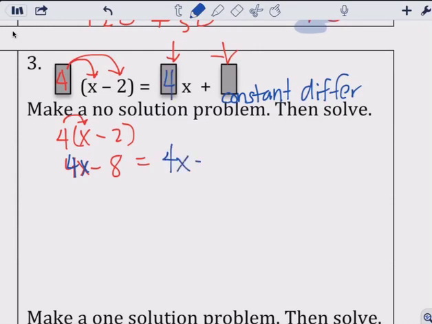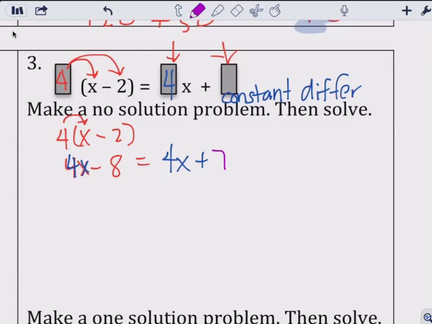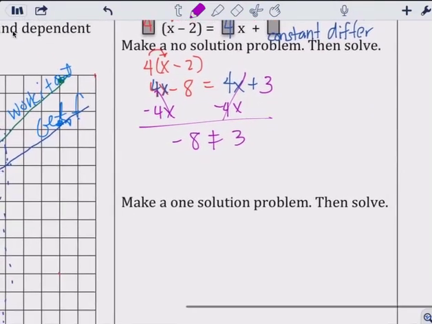Okay, and then this is easy. On this one, we can put anything we want, right? 7. 7, yeah. 3. Okay, 3 is good too. Doesn't matter. So we got it, and we prove it by solving it. Okay, negative 8 does not equal 3. That's no solution.